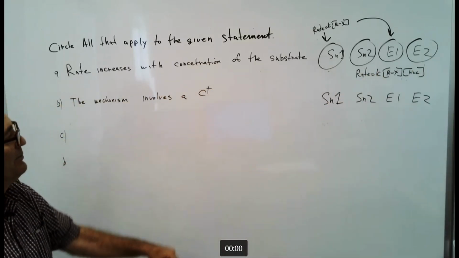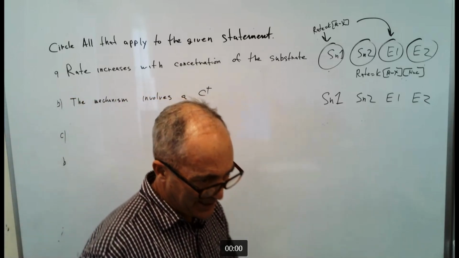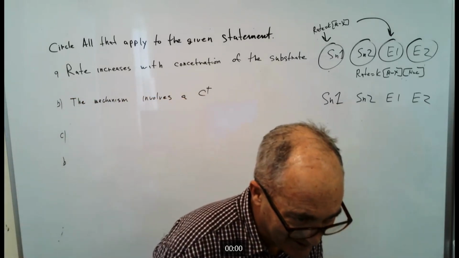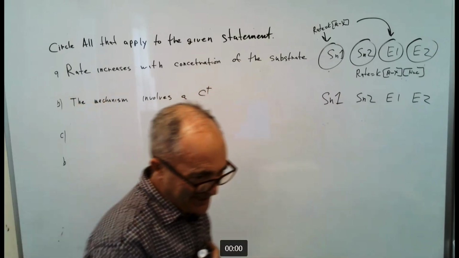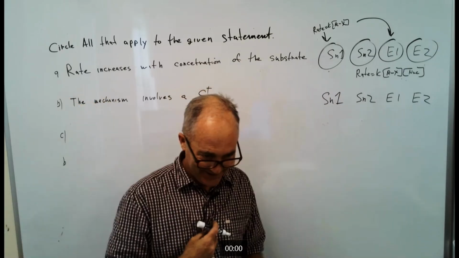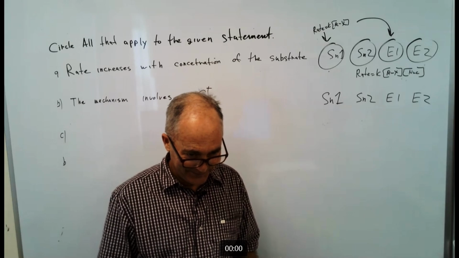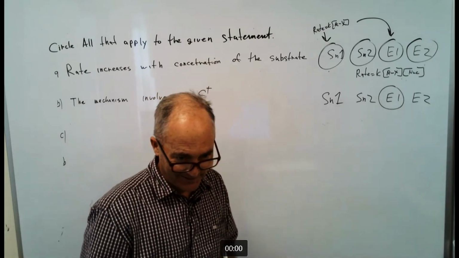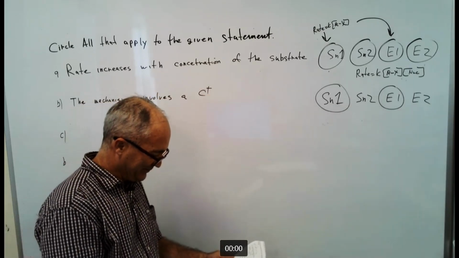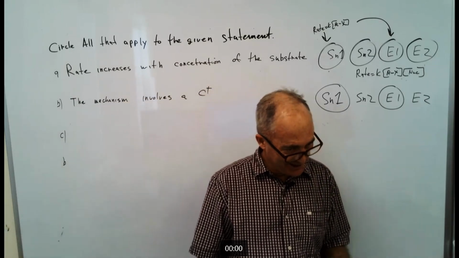All right, how about the mechanism involves a carbocation? Is it E2? One of them doesn't have one. Oh, E1, right? And SN1? Very good. All right, so I'm going to just read a bunch of these.